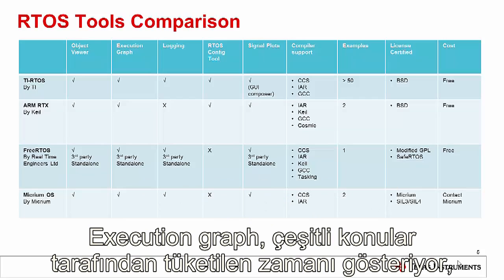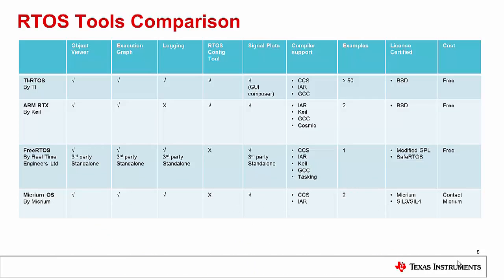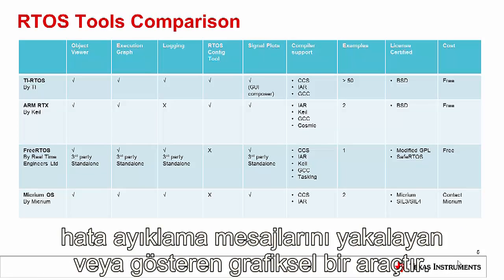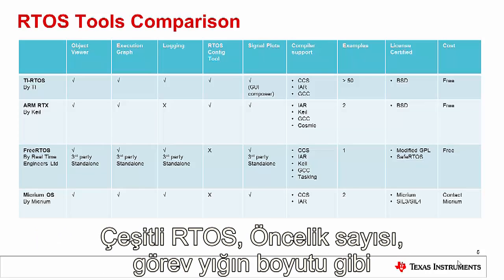An execution graph shows the time consumed by the various threads over time and can be used to visualize how an application meets real time or why it does not meet real time. Logging refers to a graphical tool that captures and displays debug messages sent by the RTOS over UART, Ethernet, USB, etc. This tool is very useful to trace RTOS events for debug.